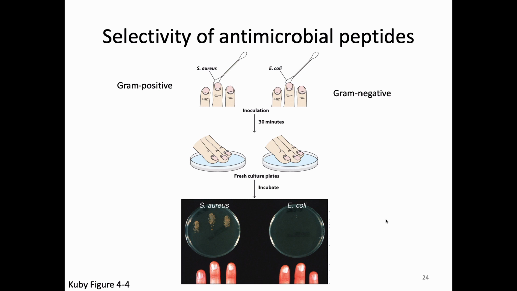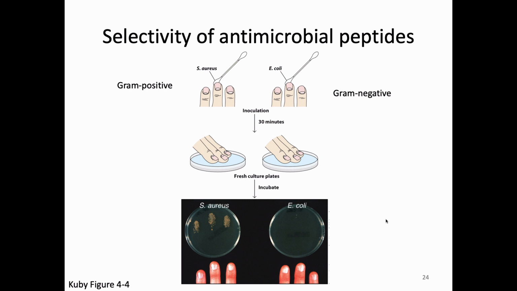So what is happening in this experiment is that we have people who are actually taking bacteria and putting them right on their hands. So you can see that we have a person who puts Staph aureus right on their hand, or a person who puts E. coli right on their hands. Staph aureus is gram-positive, E. coli is gram-negative. And then they hang out. Just don't touch anything and let the bacteria sit there on their hands for 30 minutes.